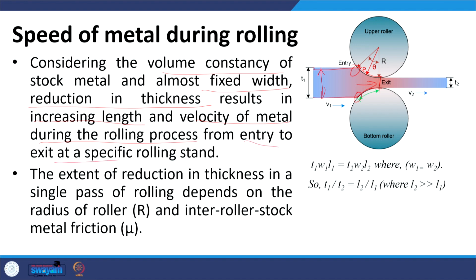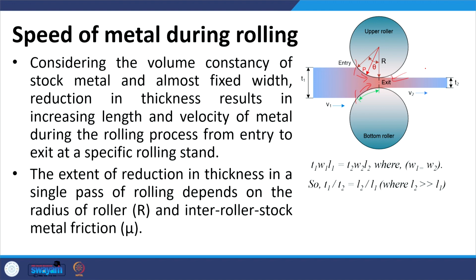So, initially the reduction in thickness is very less. So, there will be a marginal increase in the velocity at the entry, then velocity will keep on increasing until the exit. That is why the velocity of the metal during the rolling process continuously changes from entry to exit. It is minimum at the entry and maximum at the exit.